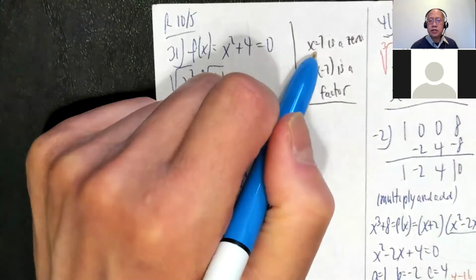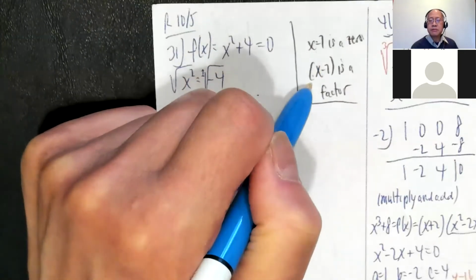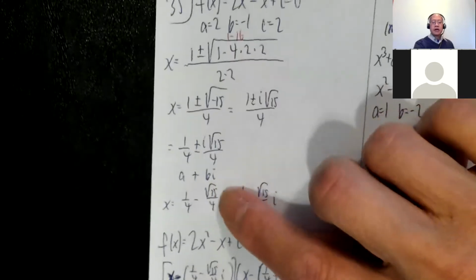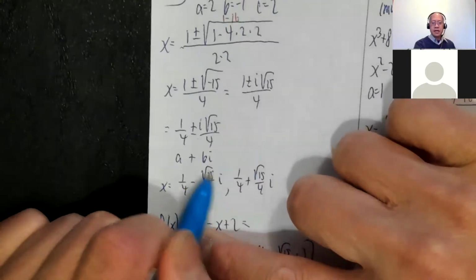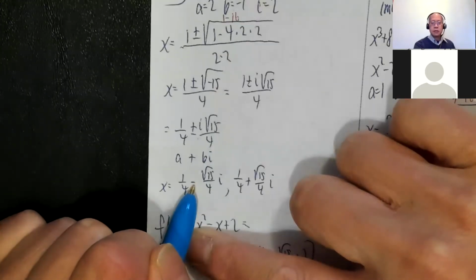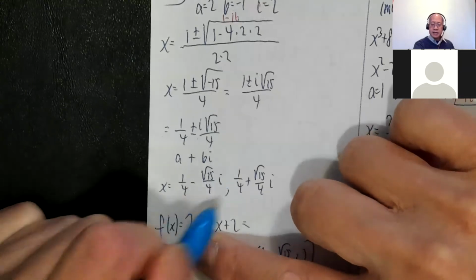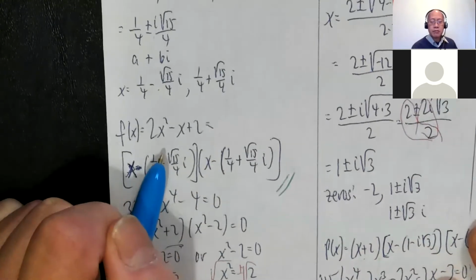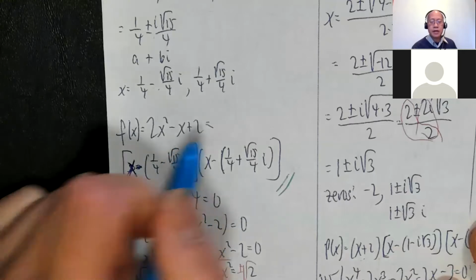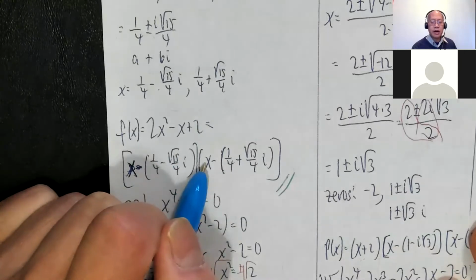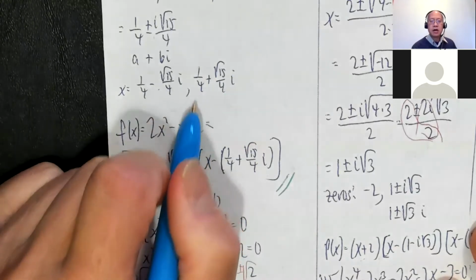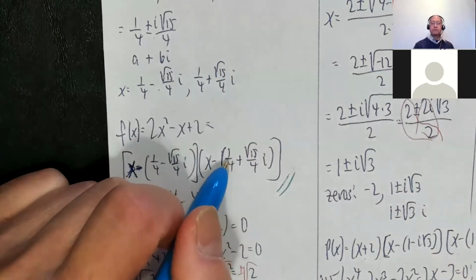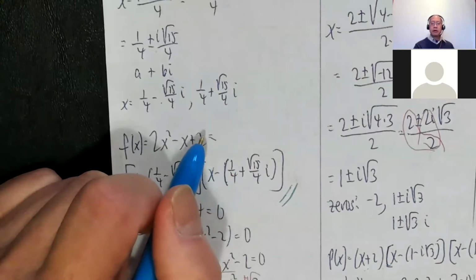If x equals 7 is a zero, you go x minus 7. So if a zero is this mess, I go x minus this mess. x minus parentheses 1/4 minus radical 15 over 4i. And likewise, this will be x minus parentheses 1/4 plus radical 15 over 4i. It's kind of hard to say all that, but it follows the same principle, right?